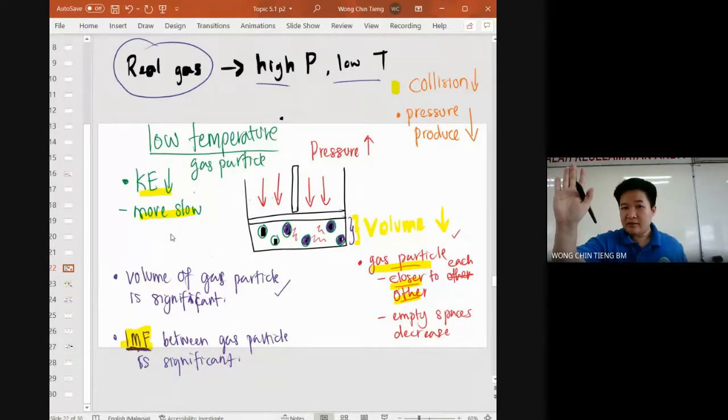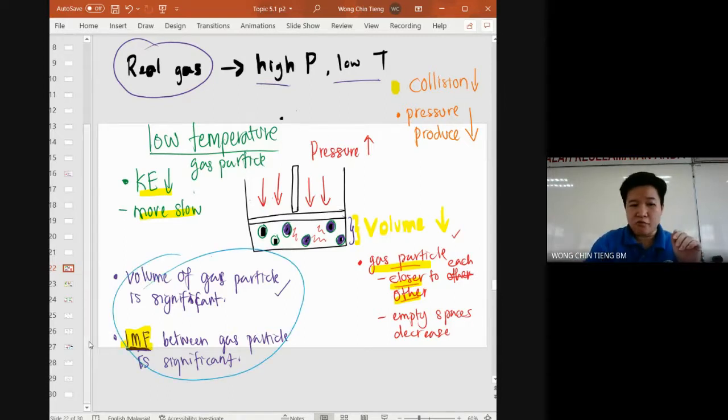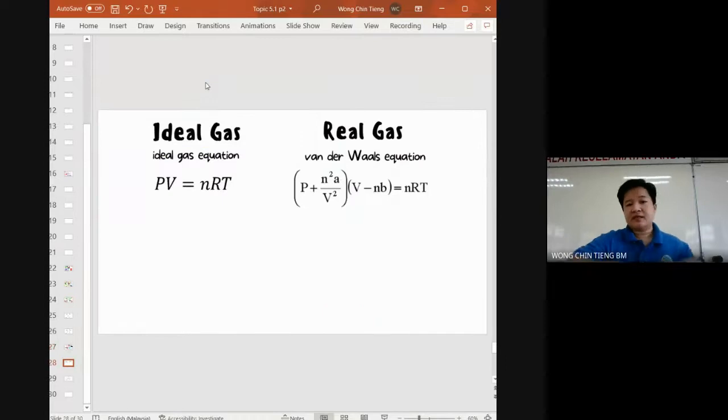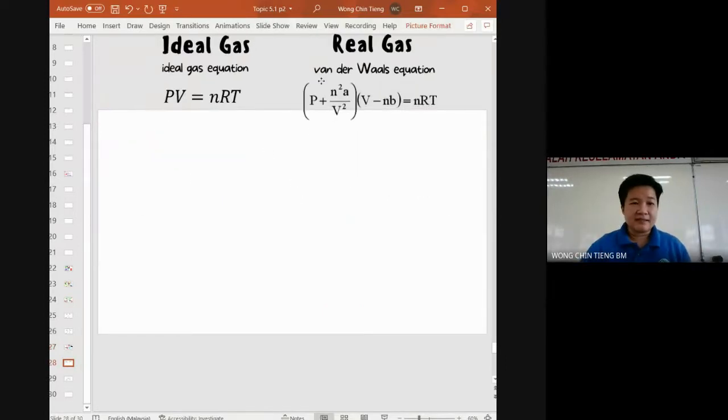What is the condition? Low pressure, sorry. High pressure. High pressure menyebabkan apa? Low temperature menyebabkan apa? Apa conclusion dia? And that's it. Okay? And that's it. Because this conclusion is the reason why you have this thing. Okay? At the end of the day, the pressure produced by the ideal is more than the real. That's why in the real gas, you need a correction. Okay? Simple. Alright. Question? Senang. Yang ni pun senang. The second correction.